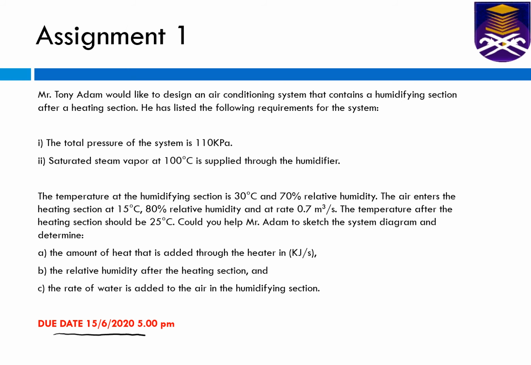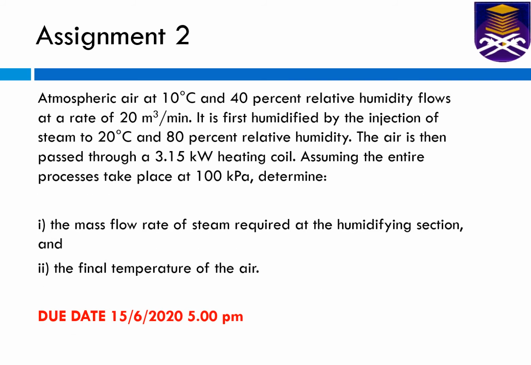Due date is 15 June by 5 p.m. This is assignment number 2. Okay, so for the previous assignment you can use the psychrometric chart. This one you cannot use the psychrometric chart. In the synchronized class, we're going to discuss these two problems, the previous example, to know how to use the psychrometric chart, as well as how to do the analysis to find the variables.